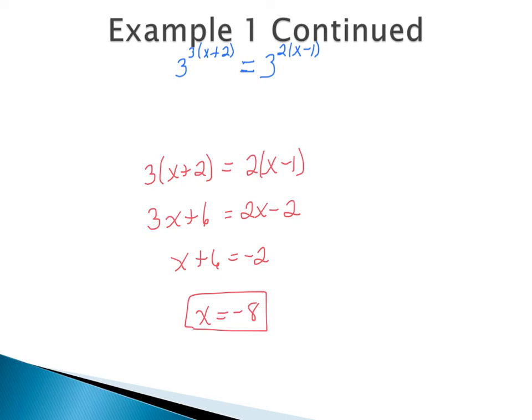Now you can check this in your calculator. Remember that you always want to go back to the original. So we would be substituting in x equals negative 8. So our original was 27 to the x plus 2. So we'd have negative 8 plus 2. And the question is, does that equal 9 to the negative 8 minus 1? Well, we would have 27 to the negative 6 equals 9 to the negative 9, and you would just plug that into your calculator and you should see that both sides are equivalent.